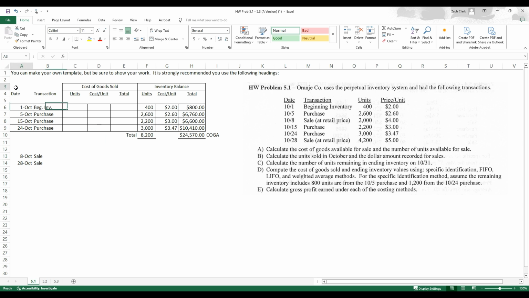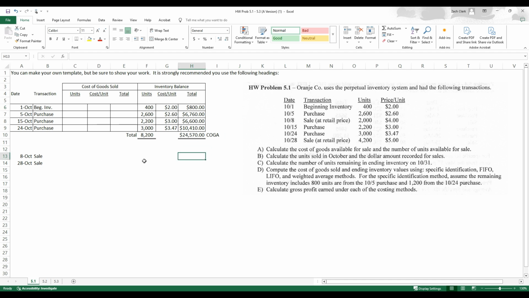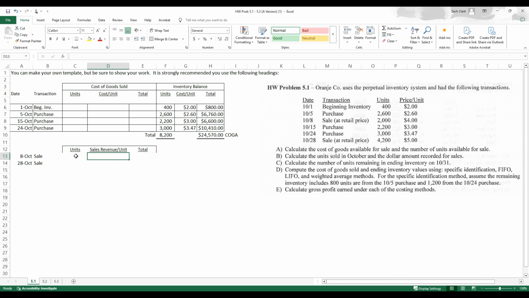So these headings work well for the FIFO, LIFO, and weighted average method. They don't work as well when we're just doing these first couple of things here, because they don't really specifically apply. But so I'm going to take these headers, paste them in down here, and we're going to say sales revenue per unit instead. Okay.